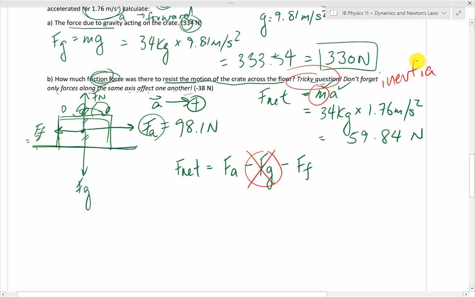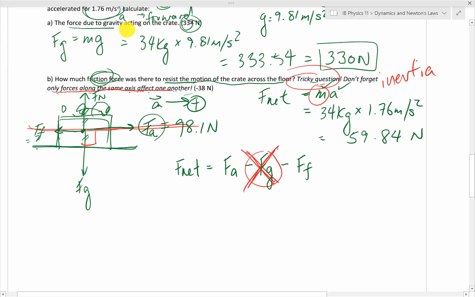When we're dealing with the Fnet, we're dealing with the Fnet along a single axis, as mentioned in this question. Only forces on the same axis affect one another, and Fg is not along this axis. Not even a component of it is along that axis. It's perpendicular. So please, there is no Fg here. I see students making this mistake a lot. Okay, so there is no Fg.